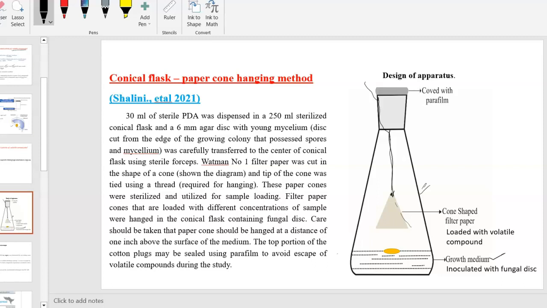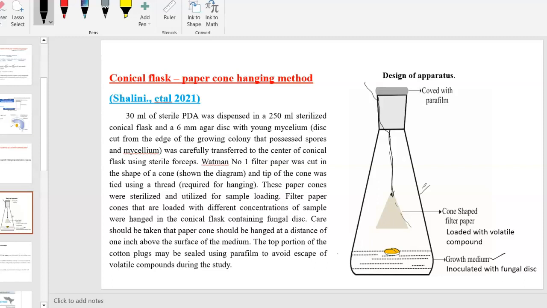A certain volume of the volatile compound, may it be 5 microliter or 10 microliter, has to be spotted, impregnated on this cone shaped filter paper, which is hanged with the help of a thread. And you need to maintain a distance of about 1 to 2 centimeters between the surface of the growth medium and the paper which is hanging over here. And here is where a fungal disc is inoculated.